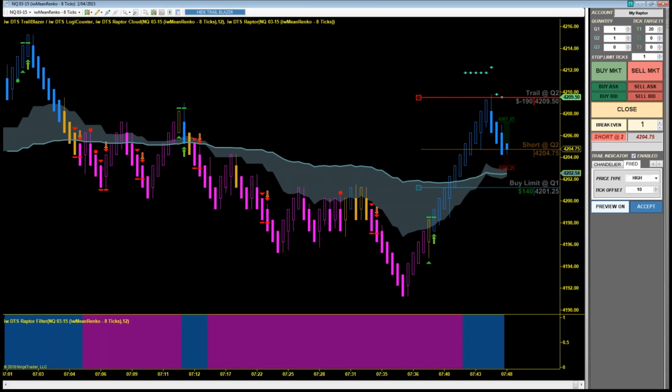your stop will default to the stop strategy. If your stop strategy is against your entry, then you'll get an automatic 10-tick stop or whatever you preset. You can actually preset what your default stop will be. So let's just get this a little bit lower. I'm going to show you the break-even feature.